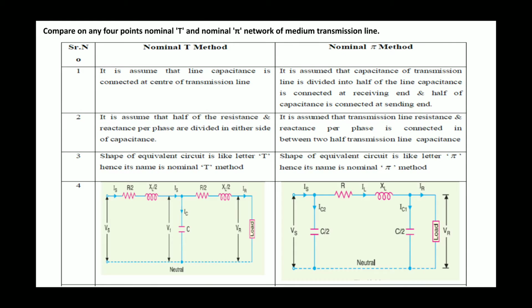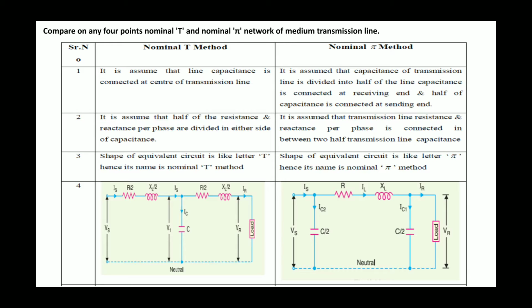Next is the comparison between the nominal T and nominal pi networks of the medium transmission line. In the nominal T method, it is assumed that the line capacitance is connected at the center of the transmission line. In the nominal pi method, it is assumed that the capacitance of the transmission line is divided: half of the line capacitance is connected at the receiving end and half at the sending end.